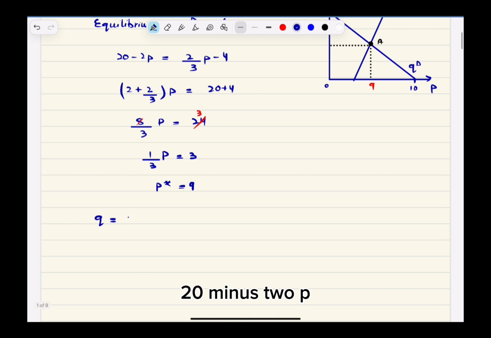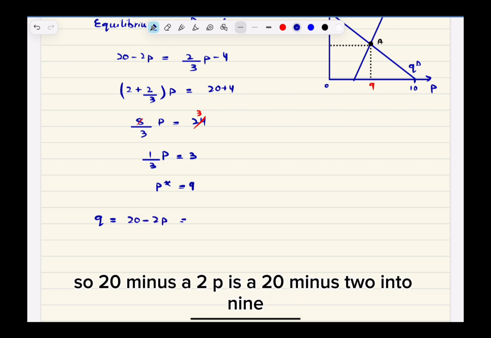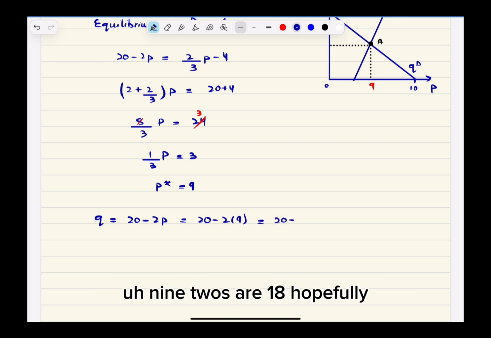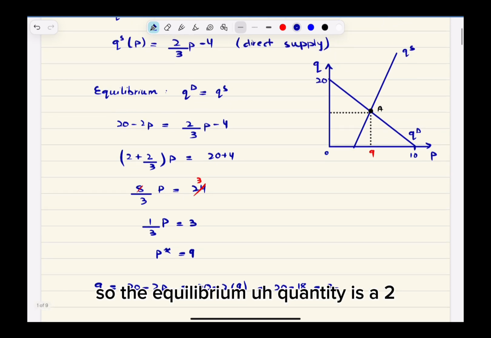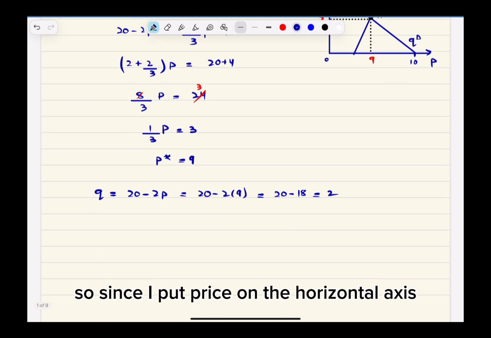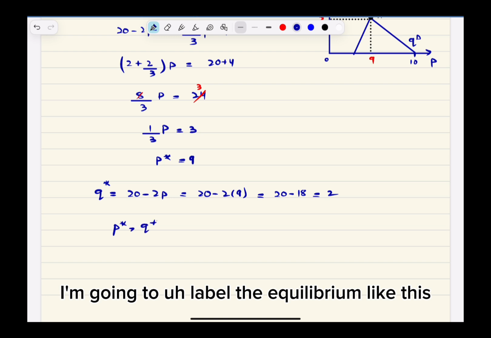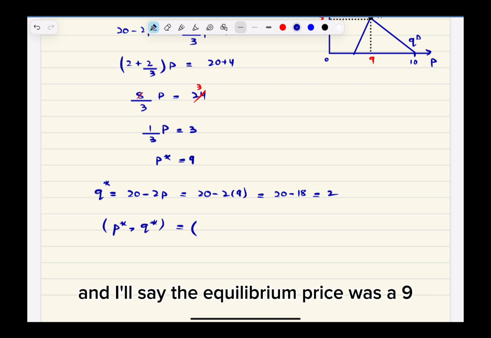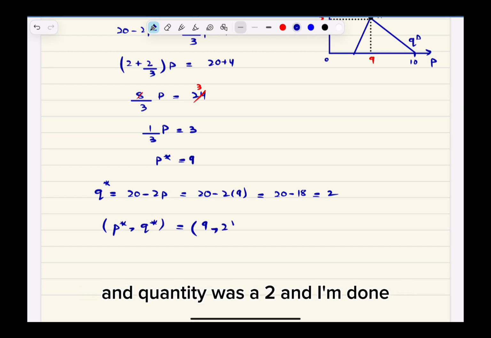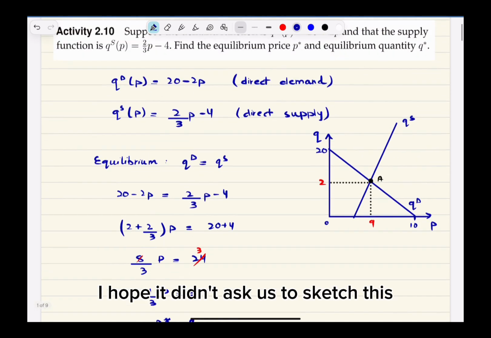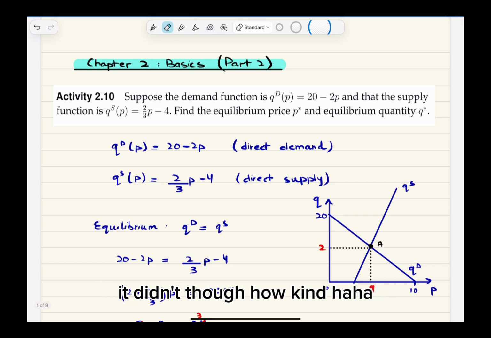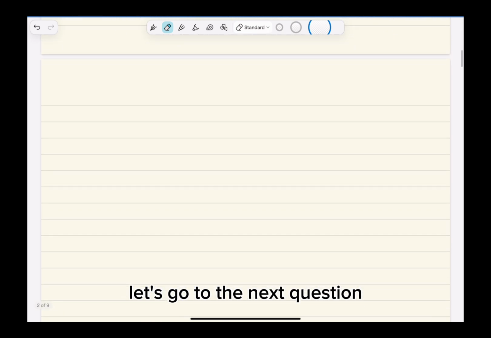20 minus 2p is 20 minus 2 into 9. 9 twos are 18, hopefully, and 20 minus 18 is 2. So the equilibrium quantity is 2. Since I put price on the horizontal axis, I'm going to label the equilibrium like this, and I'll say the equilibrium price was 9 and quantity was 2, and I'm done. I hope it didn't ask us to sketch this. It didn't. How kind. Let's go to the next question.